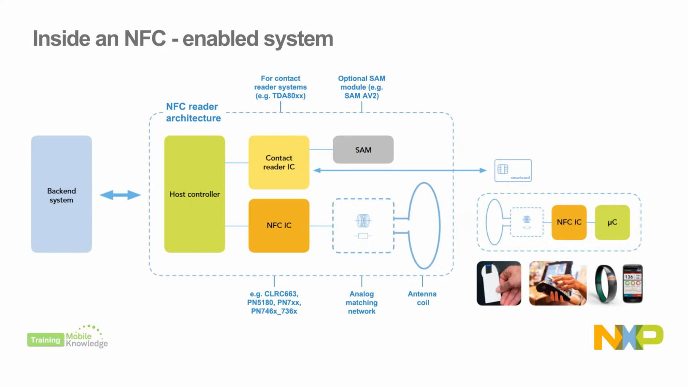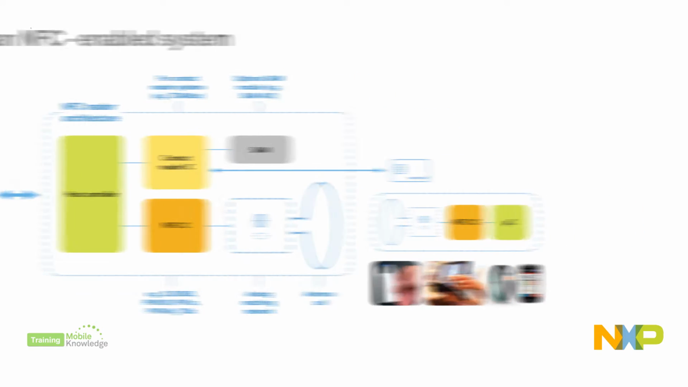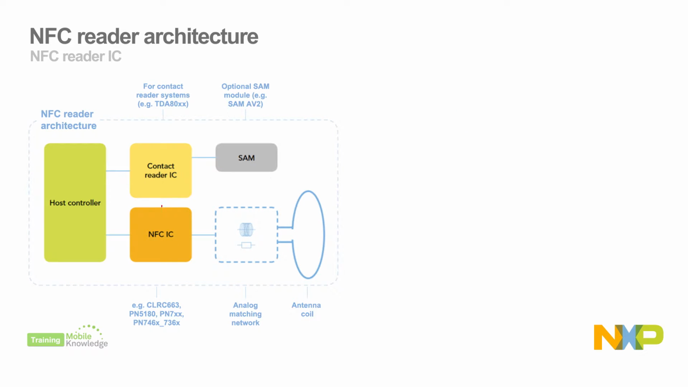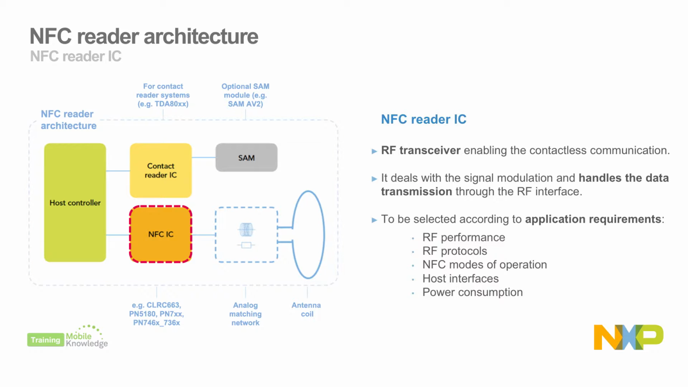It consists of an antenna, a matching circuit, the NFC IC, the host controller, and, optionally, a contact reader and a SAM module. The NFC reader IC is the RF transceiver enabling the contactless communication and supporting the three operating modes: read-write, peer-to-peer, and card emulation. This chip is in charge of dealing with the signal modulation and handling the data transmission through the RF interface.